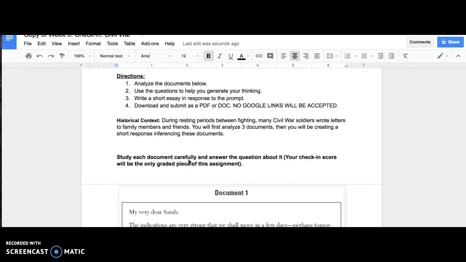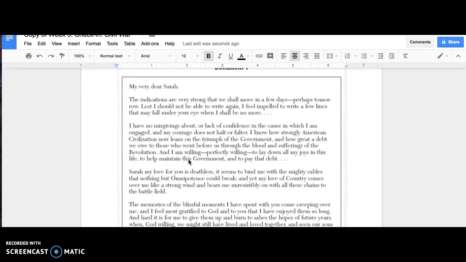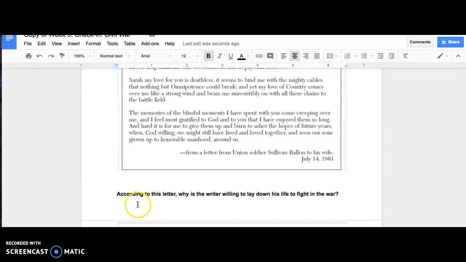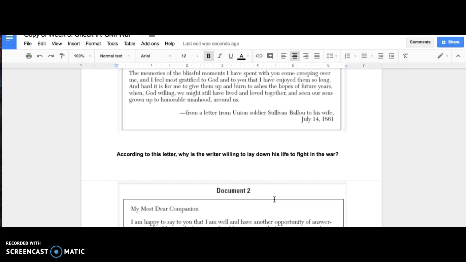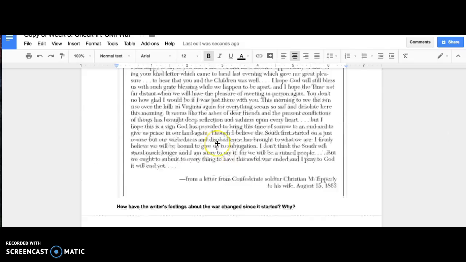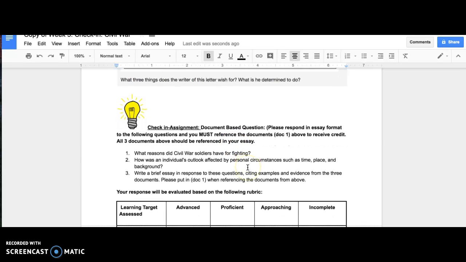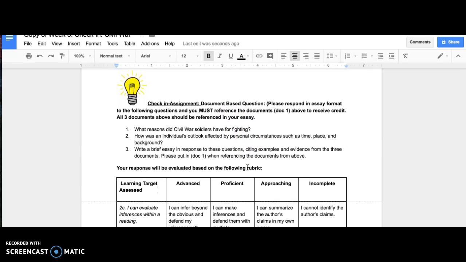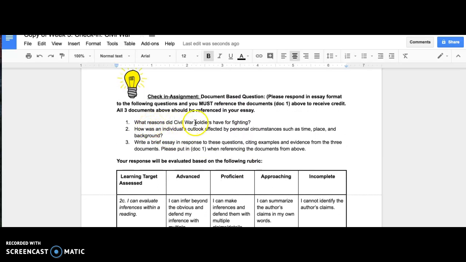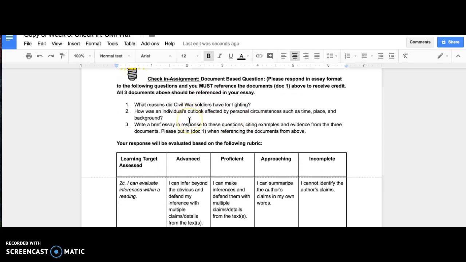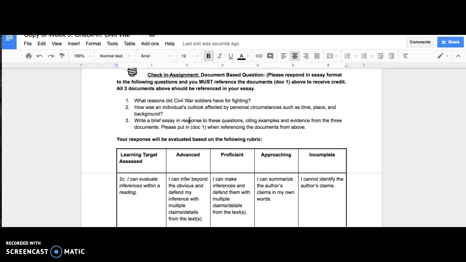First I want you to analyze the document. Here's document 1, and there are some questions underneath the document. Make sure you respond to those, but I'm not grading you on your response to the questions. These are just to help you analyze the document. There are 3 documents, and what I'm grading you on is this essay. When you're writing the essay, it asks, what reasons did Civil War soldiers have for fighting? How was an individual's outlook affected by personal circumstances?